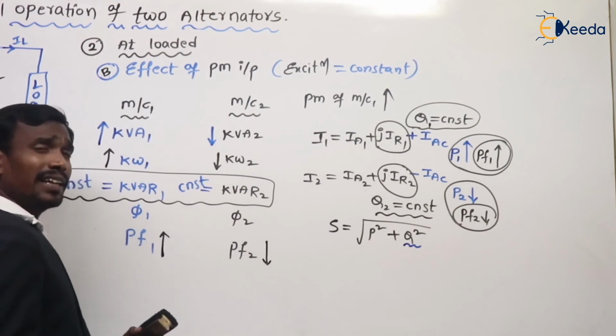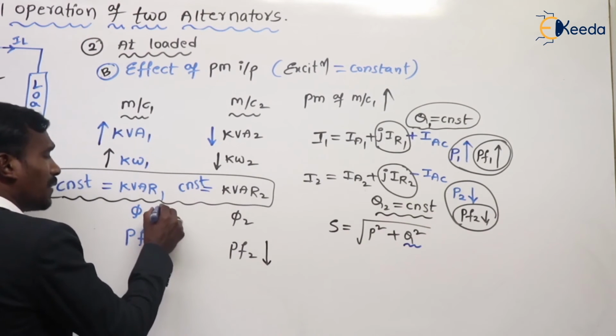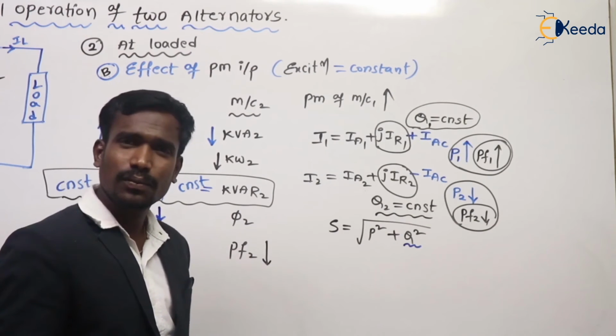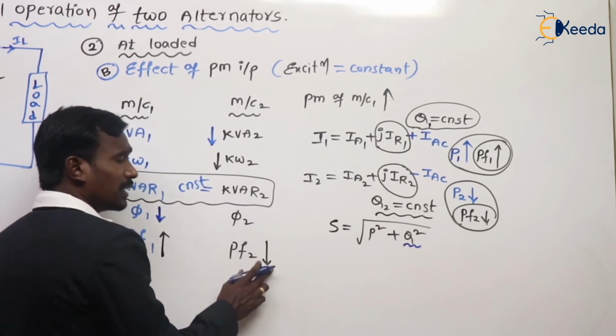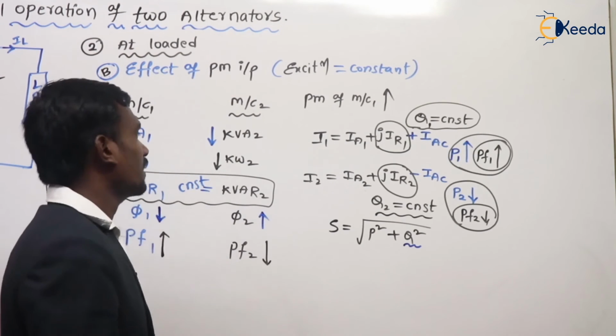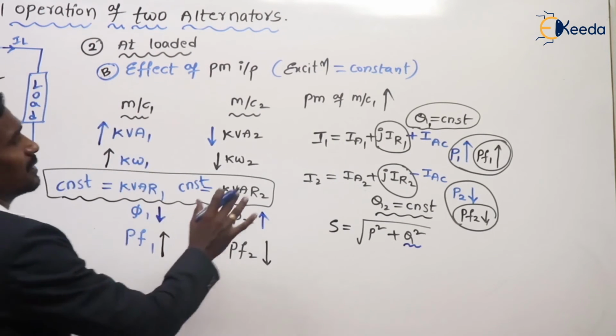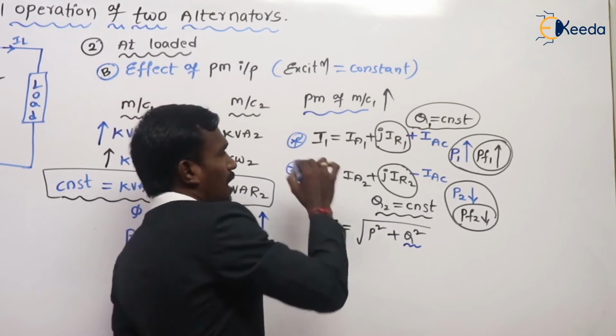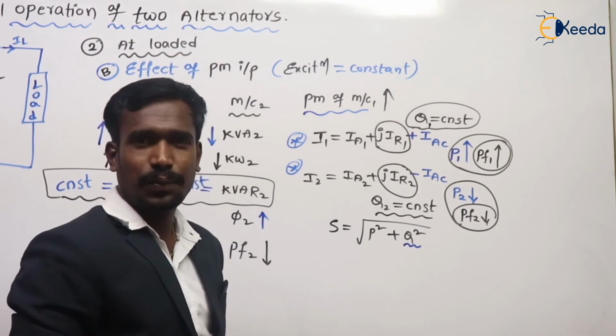When the power factor increases, the power factor angle decreases. When the power factor decreases, the power factor angle increases. This is the analysis based on the current values. And I will give you a trick also.